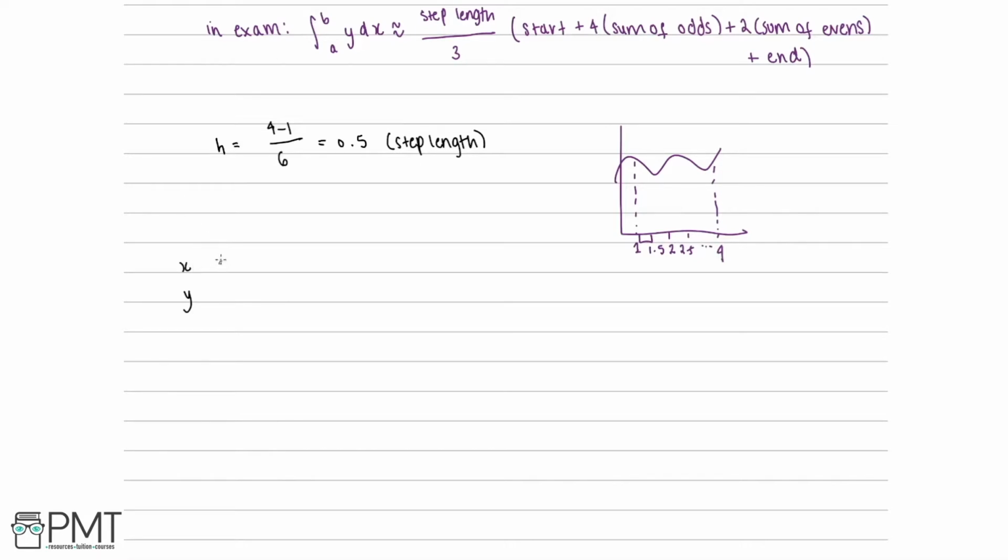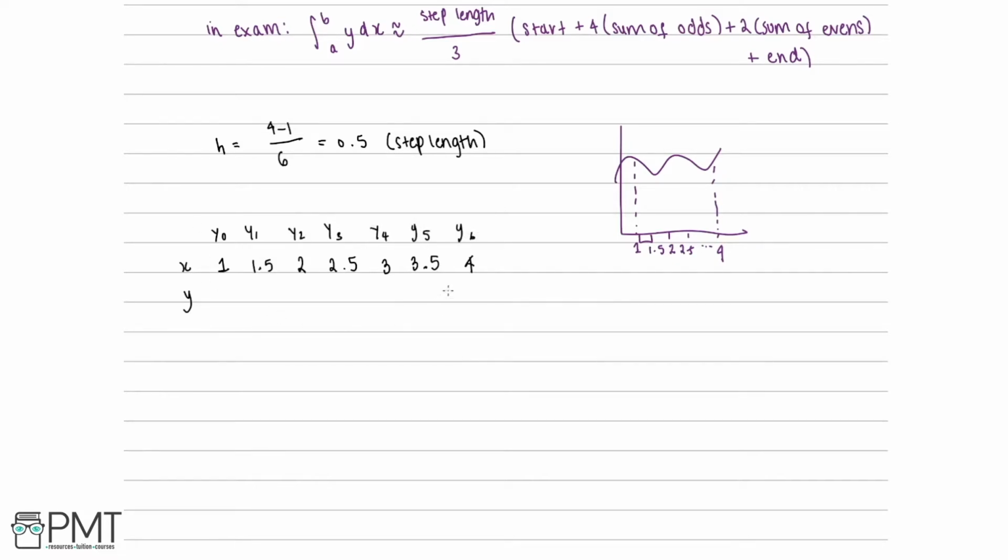x0 will be 1, x1 will be 1.5. Remember, we're adding 0.5 each time because this is our step length. x2 will be 2, and so on, remembering to add 0.5 each time. We stop when we get to 4 because that's our final ordinate. Now we need to find the corresponding y values when x is equal to 1, 1.5, 2, etc. So let's write out y0, y1, y2, y3, y4, y5, and y6.